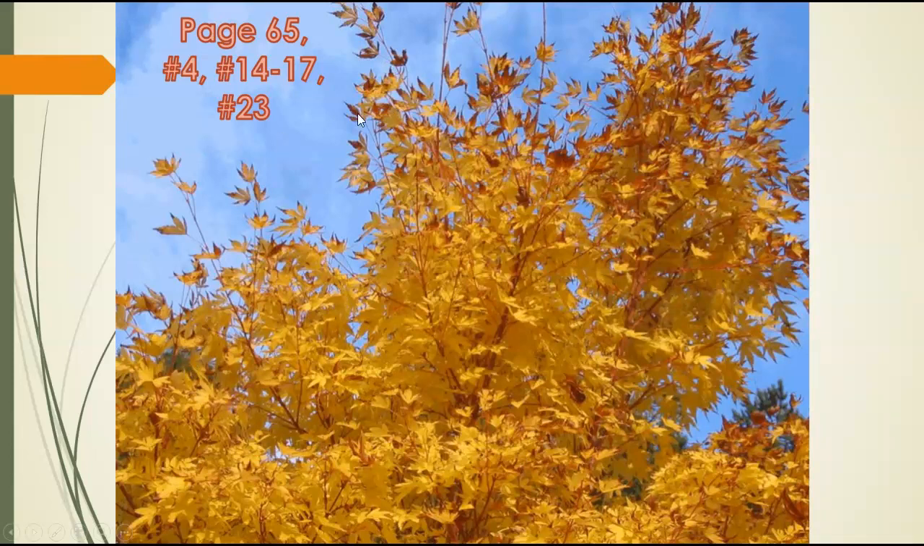Okay, your homework is on those next few pages. Your homework is on that page 65. You are looking at 4, 14 to 17, and 23. So it's literally the next page in your packet. Okay?